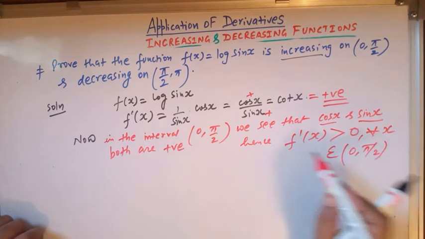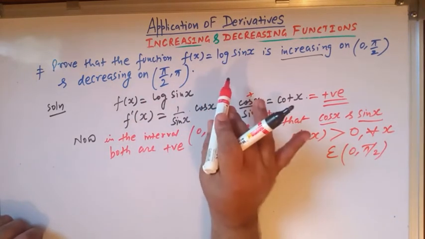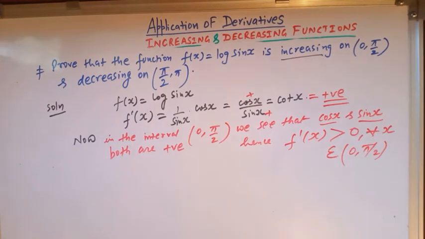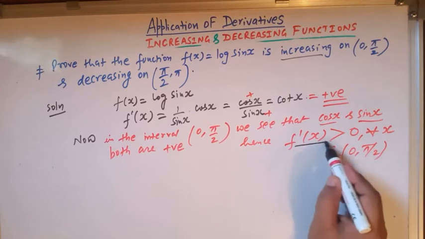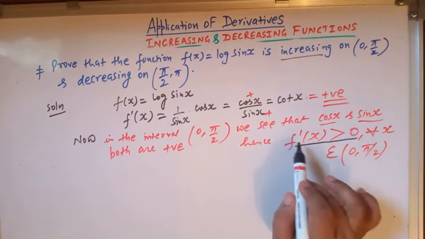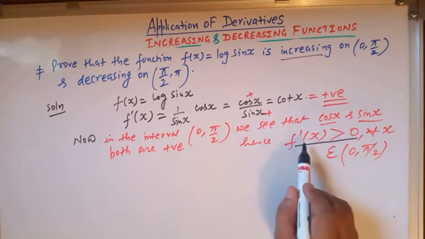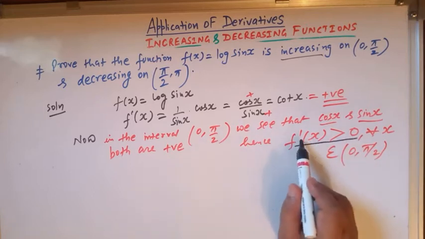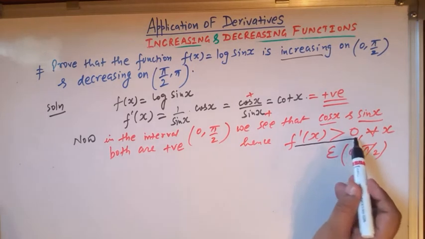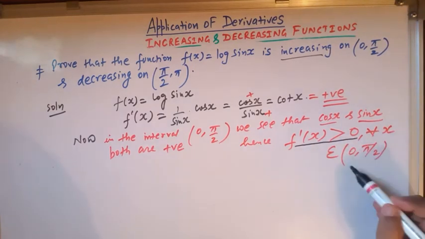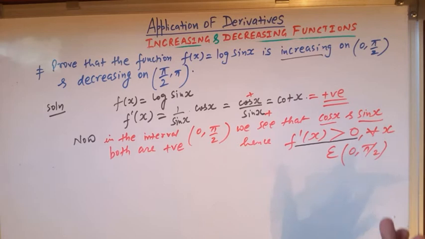Therefore this function f(x) equal to log of sin x is increasing, because by the first derivative test we have a function to be an increasing one if its derivative is greater than 0 for all x belonging to the given interval. Clear?